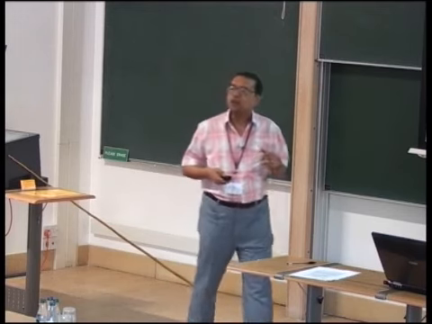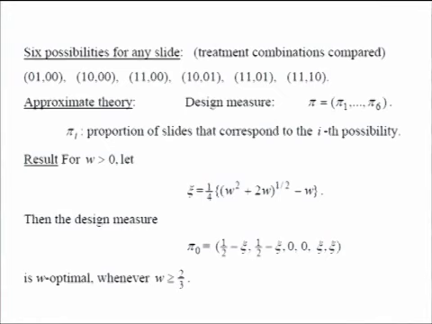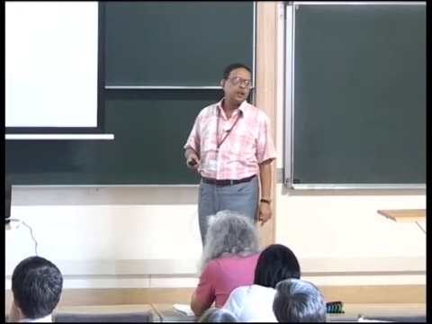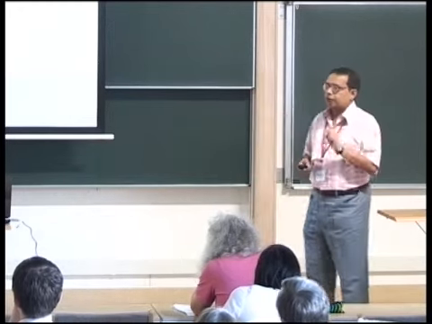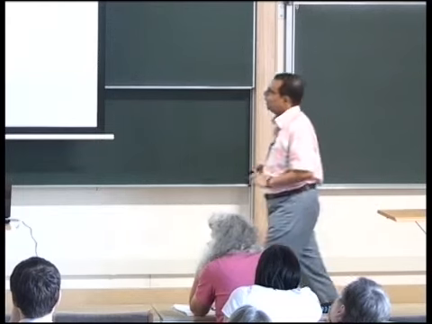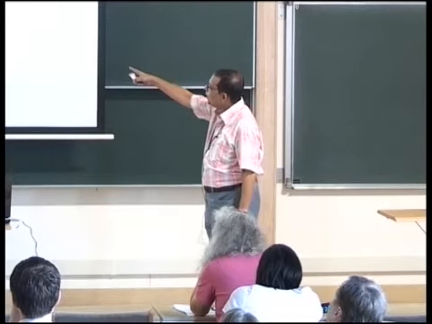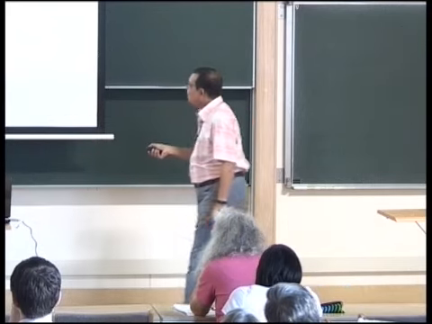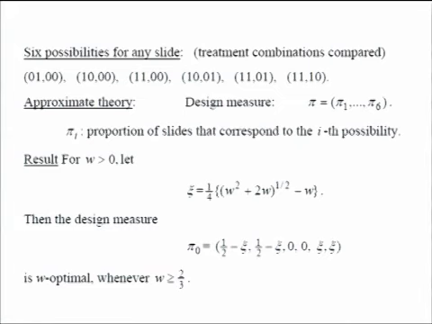W optimal means weighted A optimal, where the interaction component receives weight W and the 2 main effects receive weight 1. Then this design measure is W optimal whenever W is greater than or equal to 2 by 3, under of course the baseline parameterization. Now, one point to be noted here is that in the optimal design there are 2 zeros.